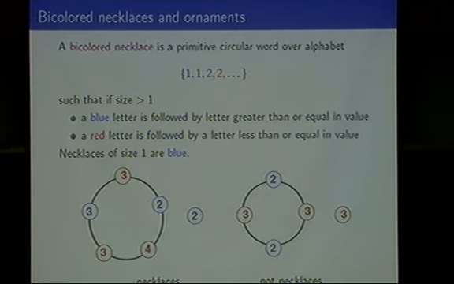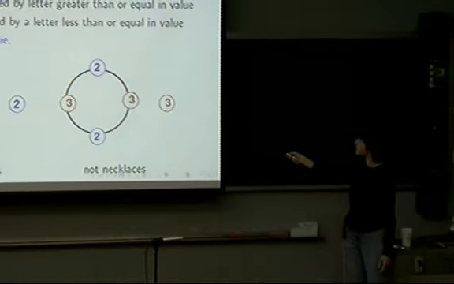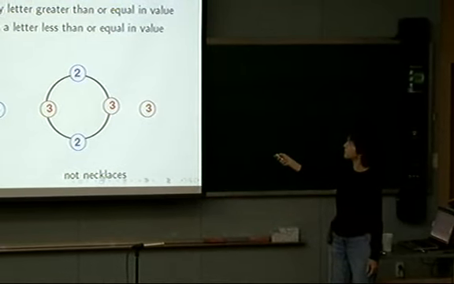Primitive means that when you read it around the necklace, if you start here, you're going to get a different word than if you start elsewhere. So you can see 2, 3, 2, 3. If we read the necklace here, we have 2, 3, 2, 3. So this is not primitive, whereas this one is. So this is not a necklace. This isn't a necklace because it's red. So that's our rule for what a bicolored necklace is. In the Gessel-Reutenauer case, it just had to be a primitive circular word.